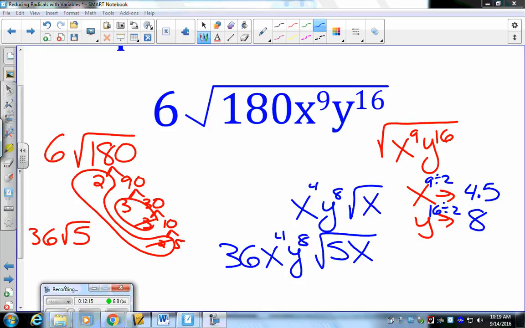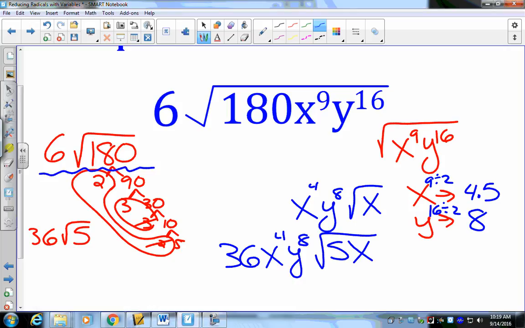Okay, so you can see our work here. Now for our numbers, keep in mind there's that 6 in front, so that's still part of what's going on over here. As I break down the 180, I found a pair of 2s and a pair of 3s. So 3 times 2 is 6, times the 6 that was already out there. That's how I got my 36. All right, and then I saw this little 5, lonely little 5 left over underneath. For my letters, I just had x to the 9th. When I divided by 2 was 4.5. So x to the 4th is on the outside, a remainder x underneath. And my y's, when I did 16 divided by 2, 8 on the outside with no remainder.